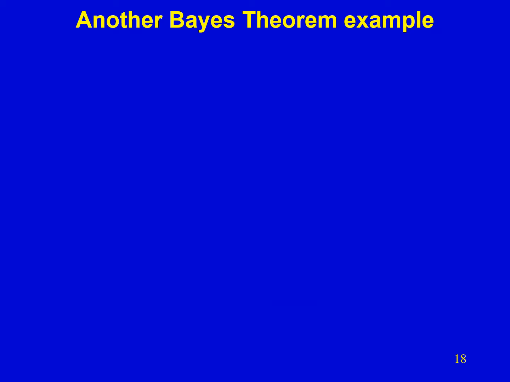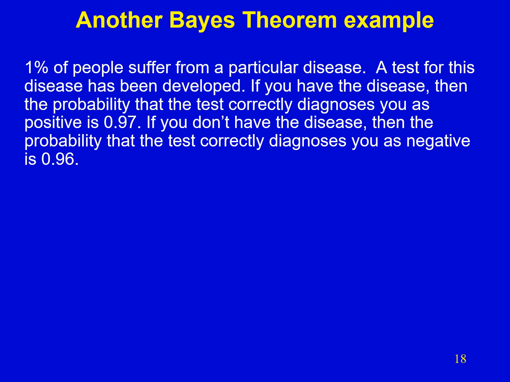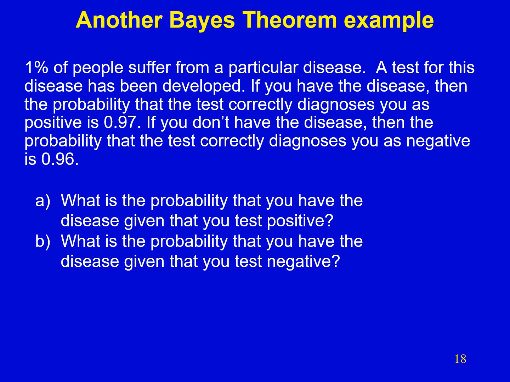Let's have a look at another Bayes' theorem example. 1% of people suffer from a particular disease. A test for this disease has been developed. If you have the disease, then the probability that the test correctly diagnoses you as positive is 0.7. If you don't have the disease, then the probability that the test correctly diagnoses you as negative is 0.96. So actually this is the same example that we've looked at earlier in the lesson. This time we are asked to find the probability you have the disease given that you test positive, and also the probability that you have the disease given that you test negative.